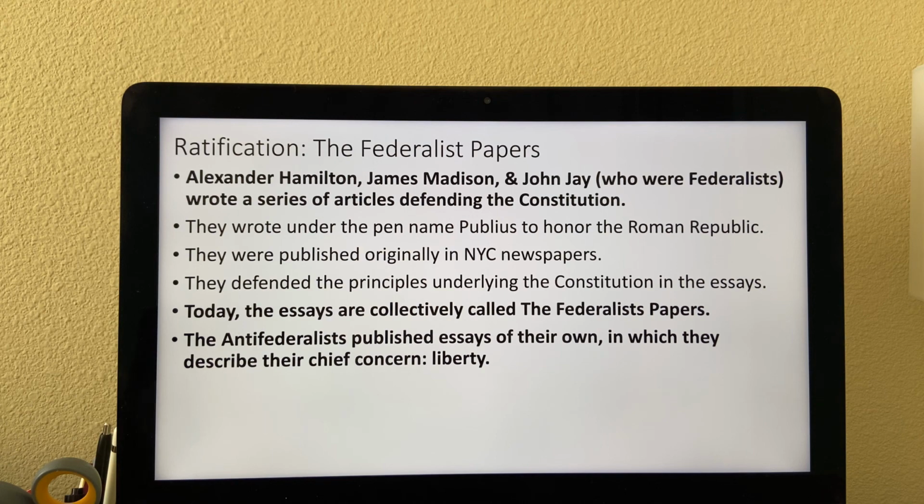Now, the Anti-Federalists wrote their own essays in which they described their chief concern, which was liberty. We will be looking at the Federalist Papers in the coming week or two, so that we can actually study what these men have to say about the Constitution.